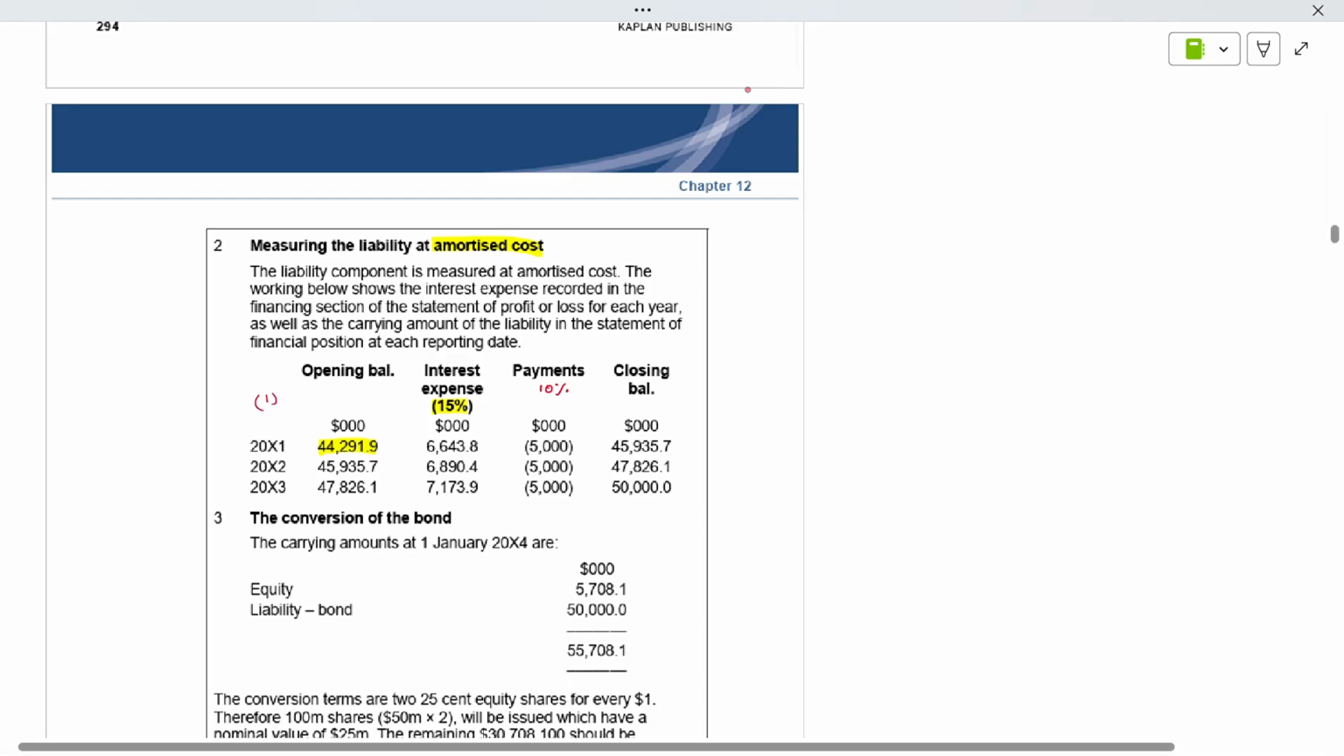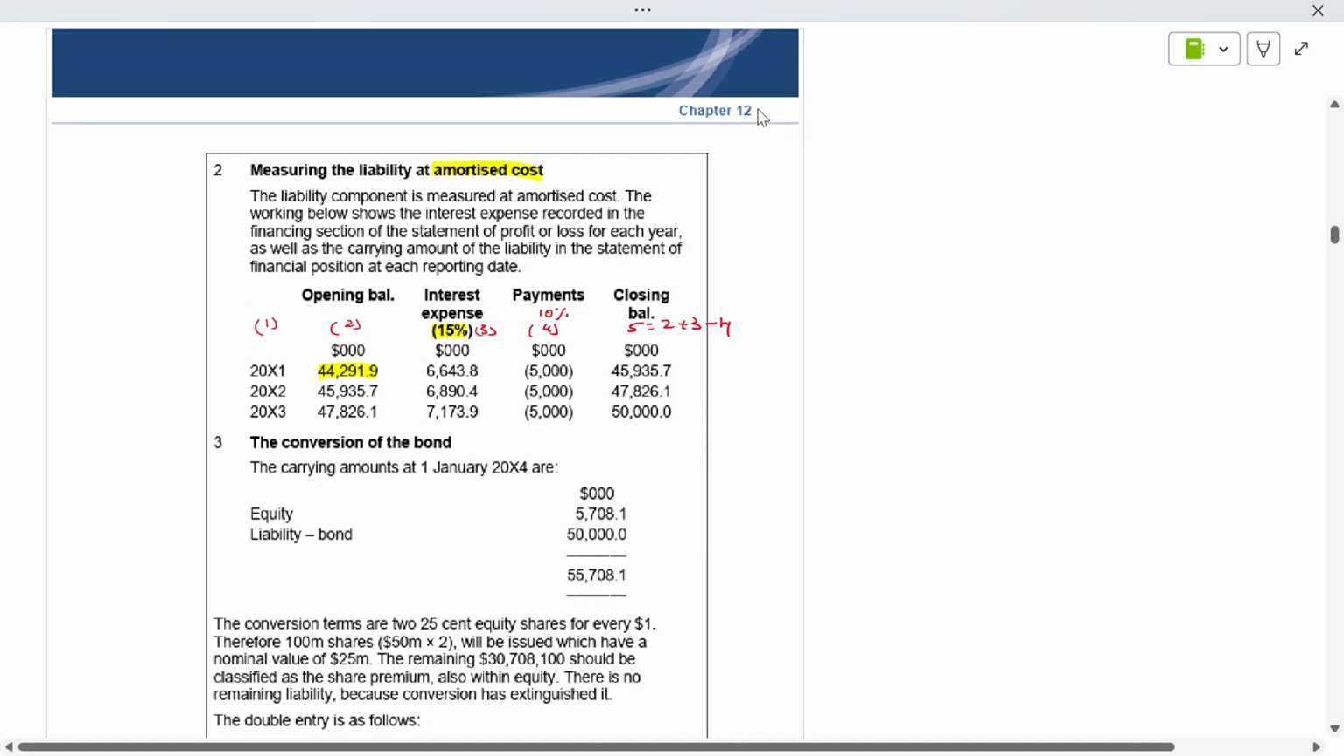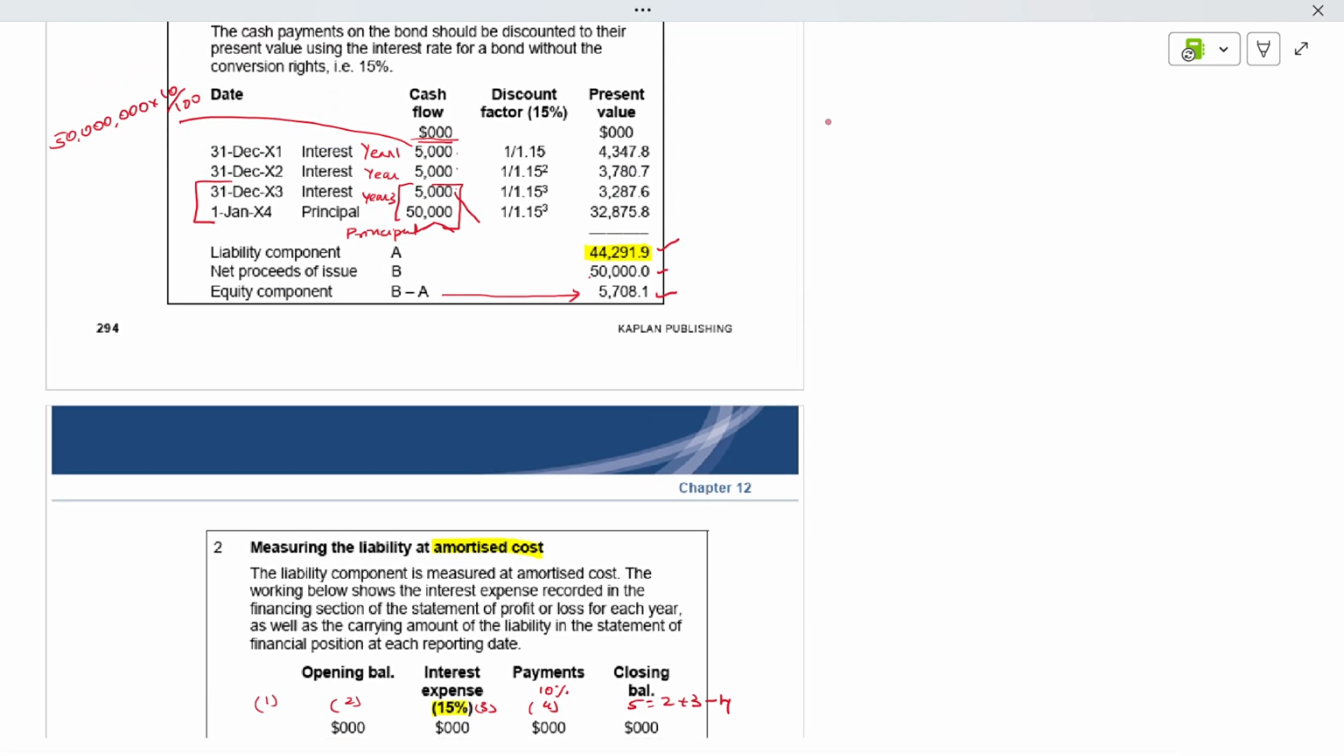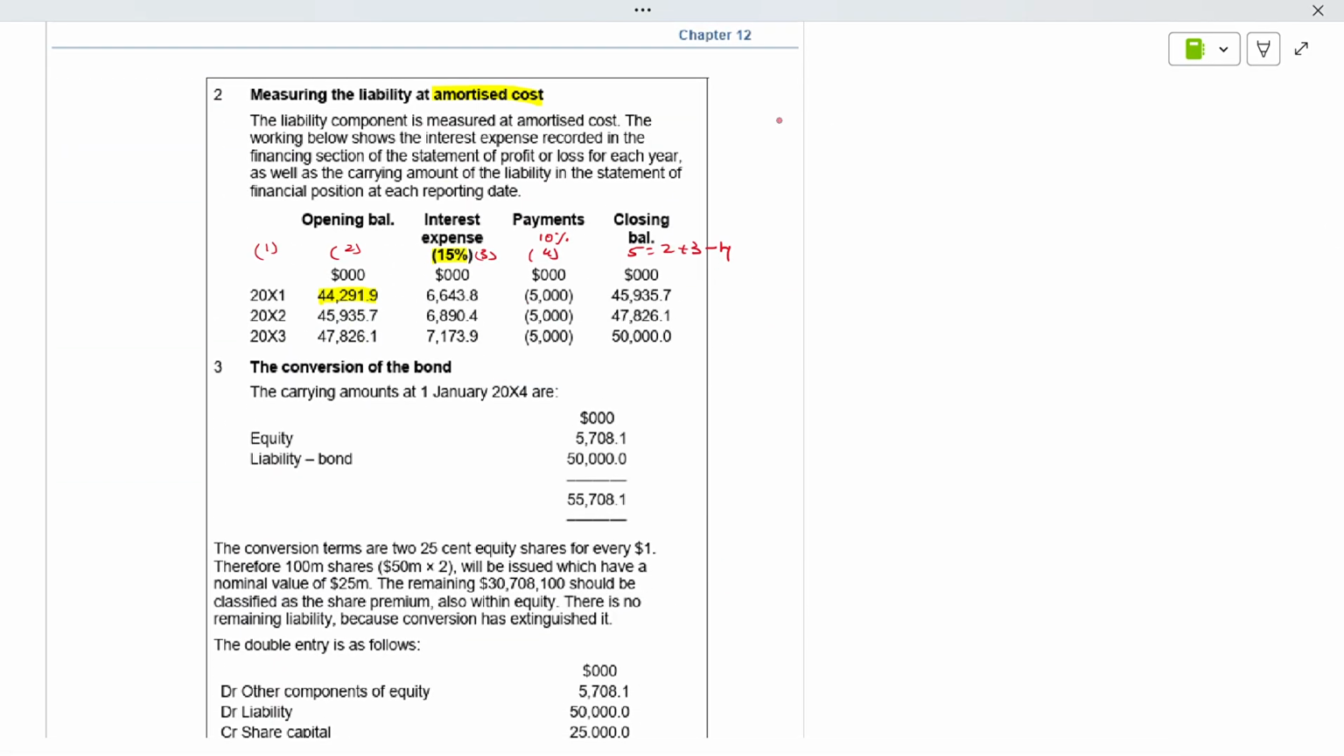The same thing, columns 1, 2, 3, 4, 5. Column 5 equals 2 plus 3 minus 4. Okay, this is the same process which we have done. Once we have done that, how much is the equity? We have calculated equity. Equity is 5,708. Okay, equity is how much? 5,708. In the end, what will we do?